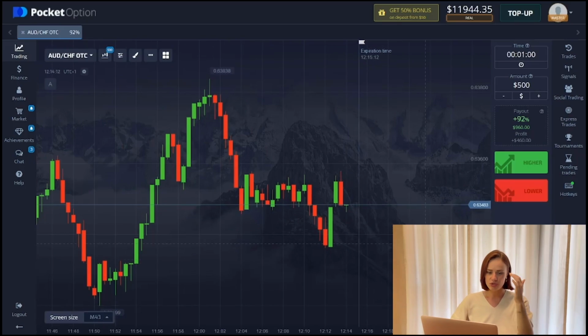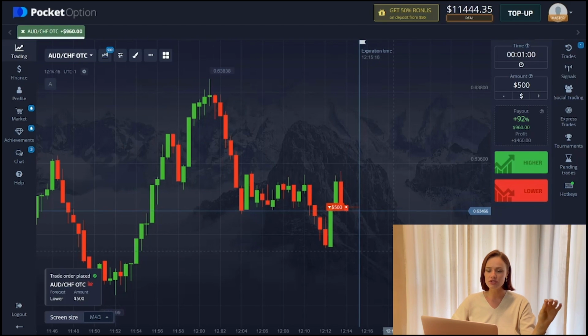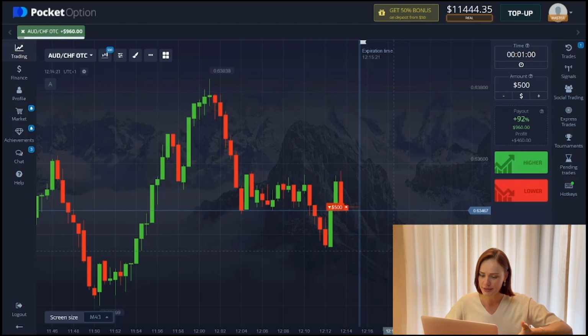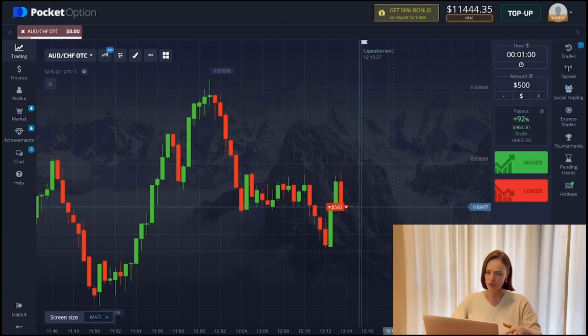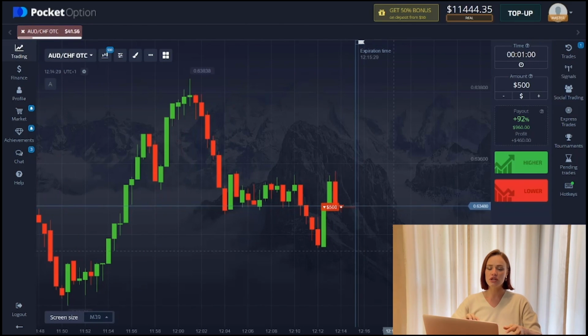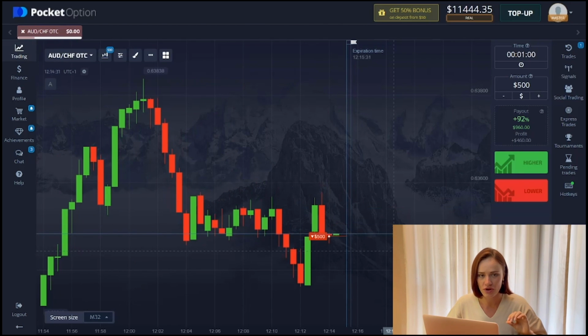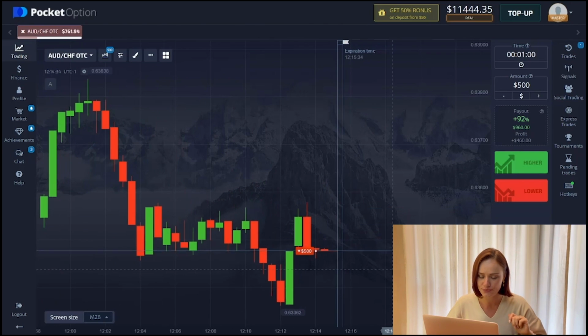Let's go to Pocket Option, and what we see here is the currency pair Australian dollar Swiss franc. We can see that from 10:50 to 12:00 the price was going upwards, and then it changed its direction and went into consolidation. Let's make a down trade for $500 for 1 minute.